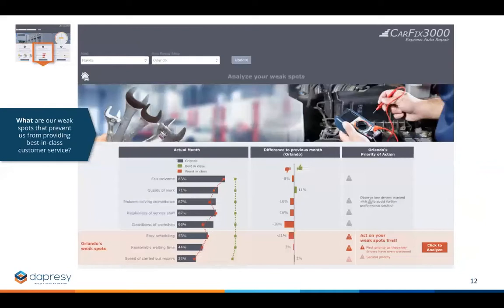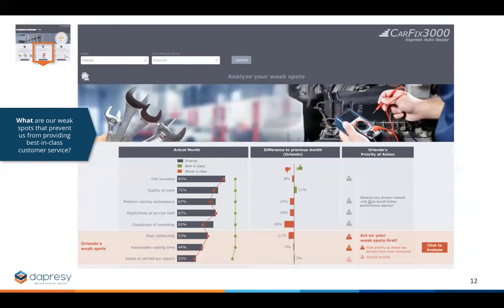But then, of course, from time to time on a monthly basis, it's important to work on the overall weak spots to improve your overall performance. And in this case, if you drill into the second section of the dashboard, you first of all get an overview about all the items that drive satisfaction, starting from felt welcome and quality of work to easy scheduling, reasonable waiting time, and speed of carried out repairs. You see the comparison to best and worst in class. You see a comparison to the previous months, so that you immediately see if the actions you took last month have been successful or not.